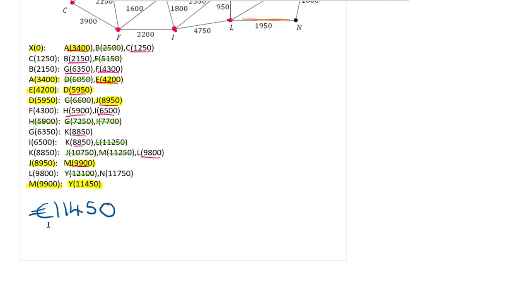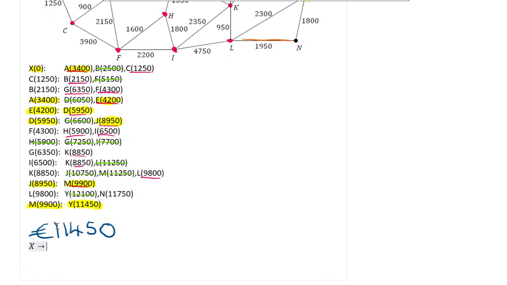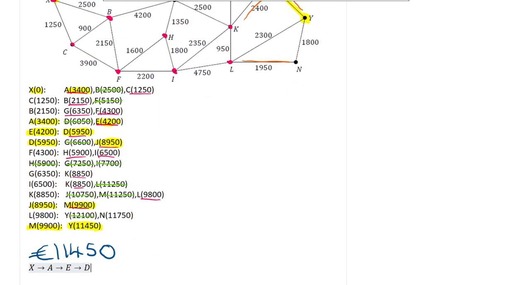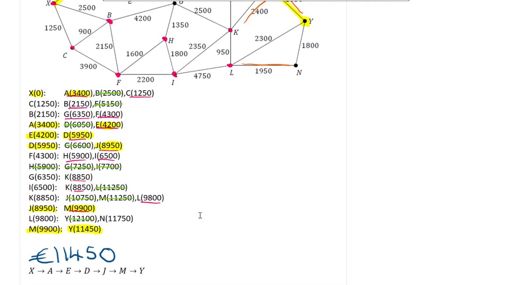So the shortest path is X, I'll just use math mode for this, X to A, to E, to D, to J, to M, to Y. And that is your answer.